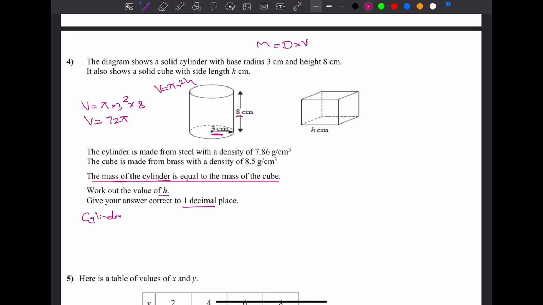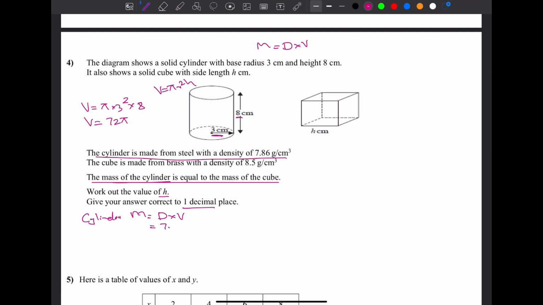And what is the mass of the cylinder? Mass is density times volume. The density of the cylinder is 7.86 times the volume of the cylinder. We just worked out 72 pi. So 7.86 times 72 pi, which will give you, I'm going to do 2 decimal places. I know they want 1 in the final answer, but in the middle I will do 2 dp at least. So that gives you 1777.89.